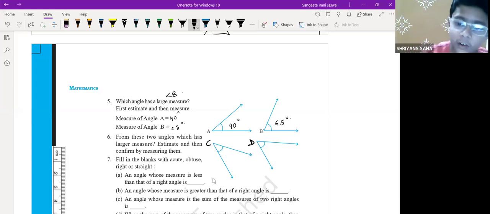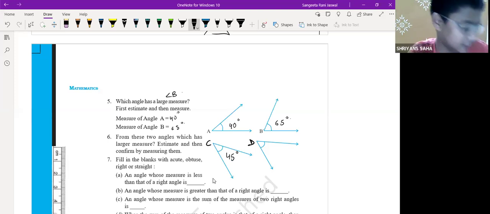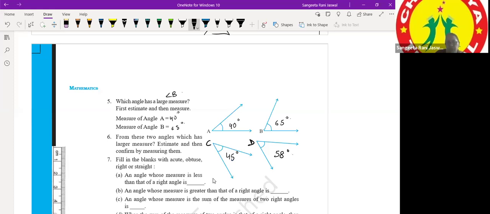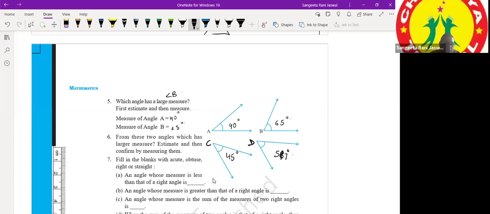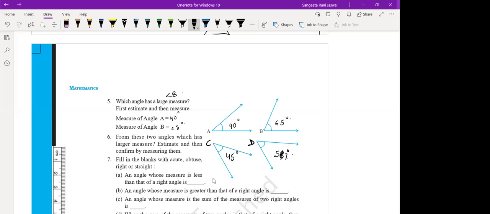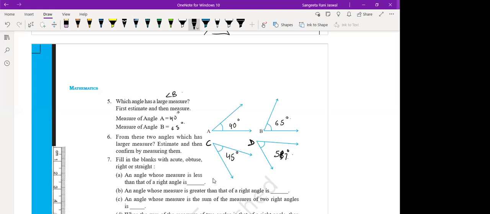Ma'am, I got the first one as 45. Okay, first one is 45, which is the next one? Ma'am, next one, to be exact, 58. 57. Okay, Neha, is that correct? Ma'am, I got 63 for angle D. Okay, I got it as 57. Check again. Ma'am, 57. 55. Check again. Ma'am, I got the answer as 57.